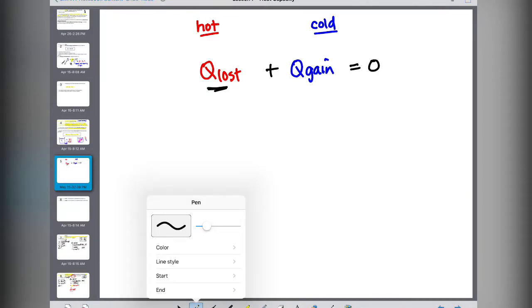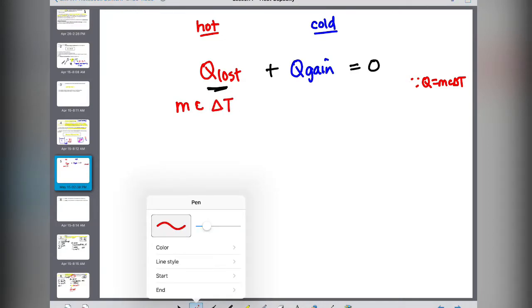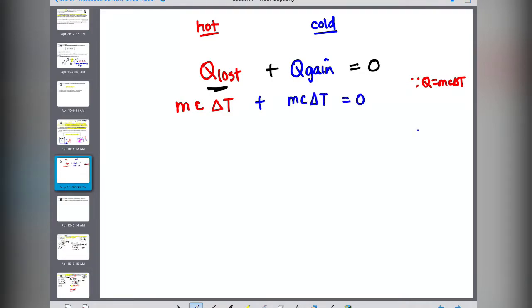So if I were to expand this equation, I know that the equation for Q is mc delta T. So if I work them out separately, I could say that this equals mc delta T adding mc delta T equals 0. Some people like to put it on the other side and make it negative. It's up to you when you want to rearrange it.